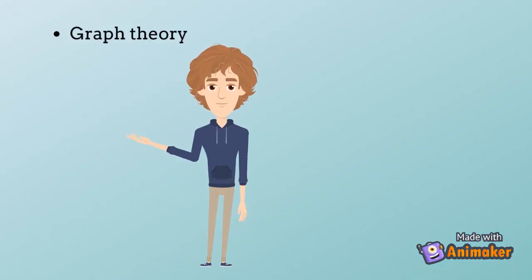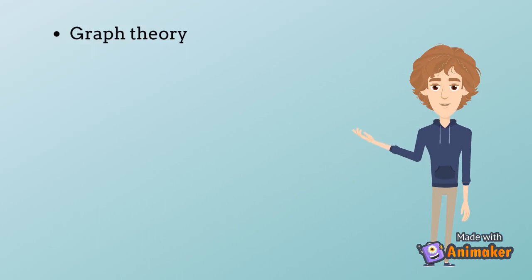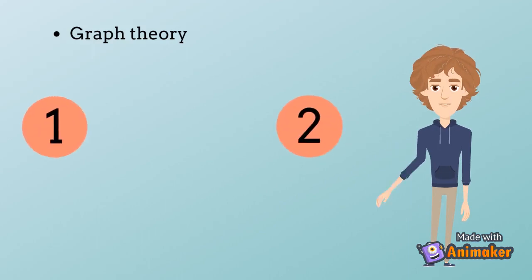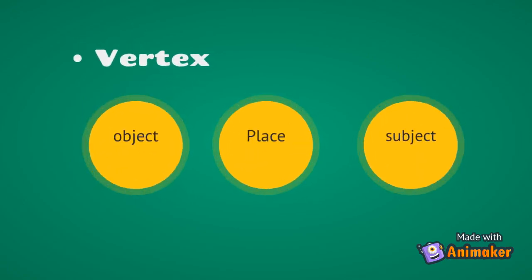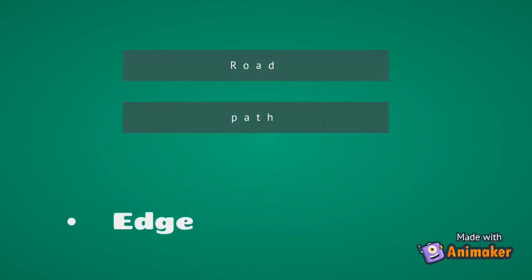Let's start with graph theory. Graph theory is about the connection between two vertices. These vertices will be connected by an edge. A vertex can be an object, a place, or even a subject of a single conversation, while the edge can be a road, a path, or a single line that makes the connection between our objects. Let's now add more vertices to better illustrate this connection.